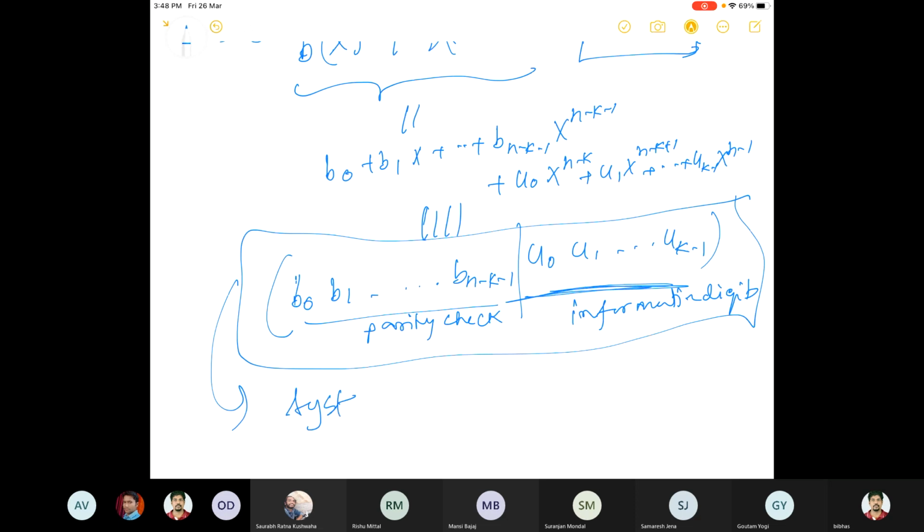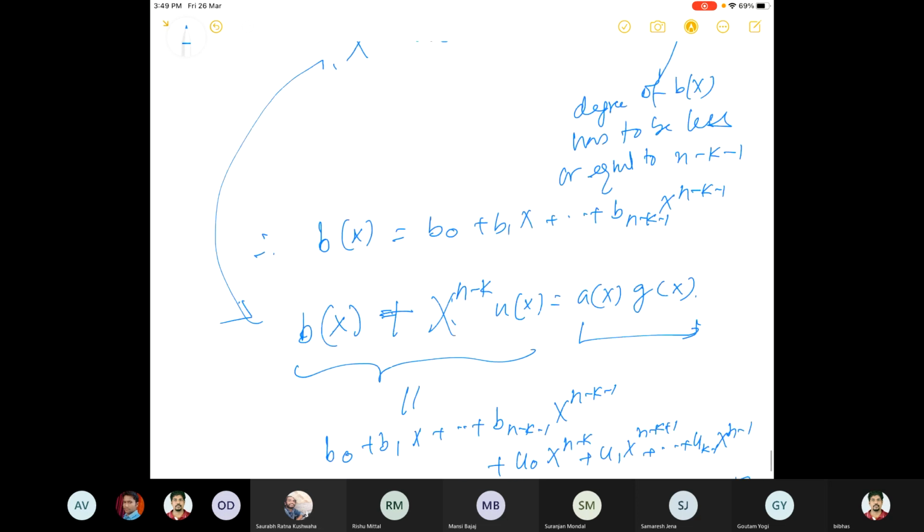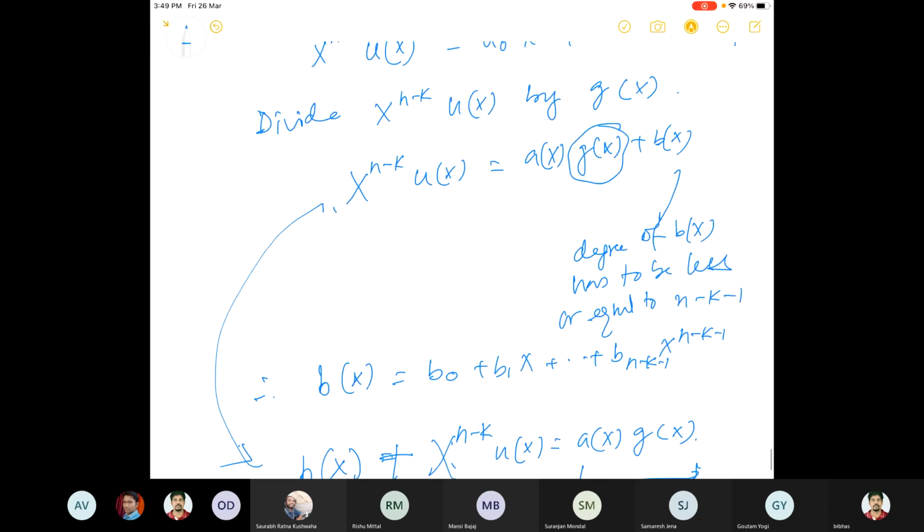Systematic construction of cyclic codes. So what are these parity check parts? They are nothing but the remainder. Okay, the remainder part of this.